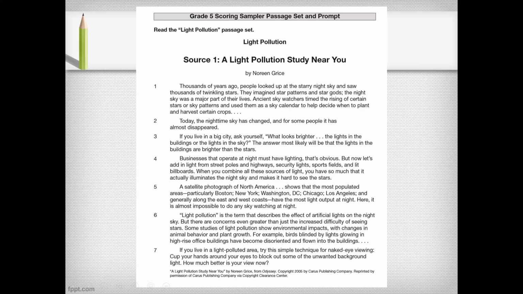If you live in a light polluted area, try this simple technique for naked eye viewing. Cup your hands around your eyes to block out some of the unwanted background light. How much better is your view now?